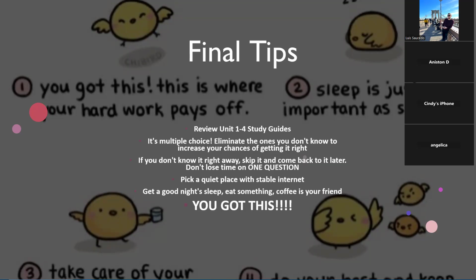The study guides are going to be your friend on this final exam. Anything on the unit study guides can be on the exam, so use them as your case study. I know I put here it's multiple choice. For the multiple choice ones, if you're not sure on an answer, just get rid of the ones you don't know, and then give yourself a 50-50 chance to guess the right one.